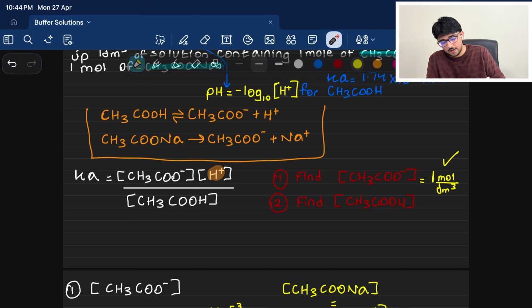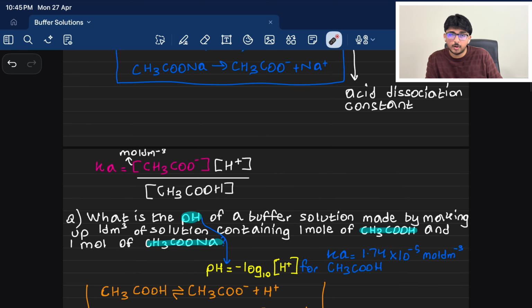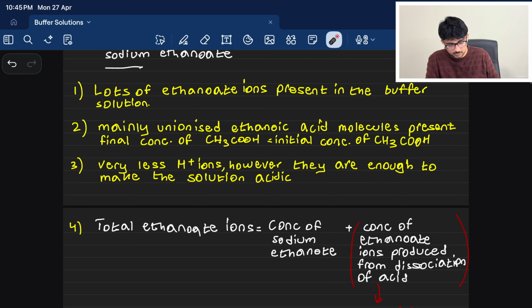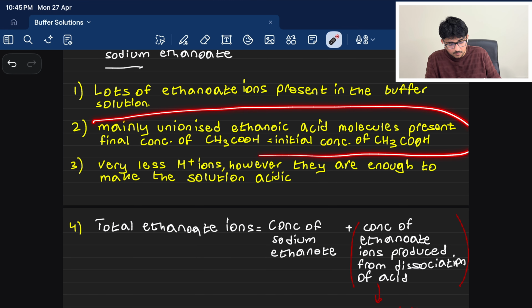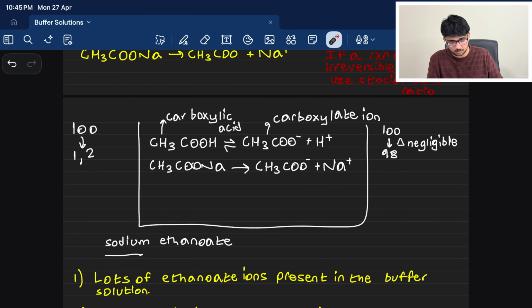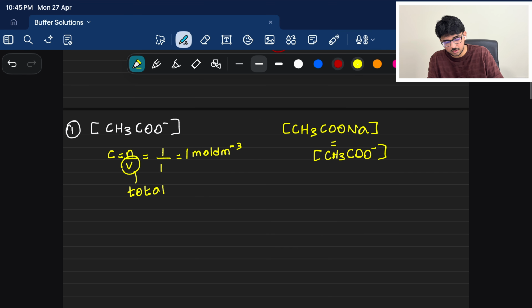Goal number two, find the final or equilibrium concentration of the acid. Remember what we talked about, that the initial concentration of the acid equals the final concentration. Why? You guessed it right. There is negligible change in the concentration. So, what's the initial concentration? Again, 1 divided by 1. That's equal to the final concentration.